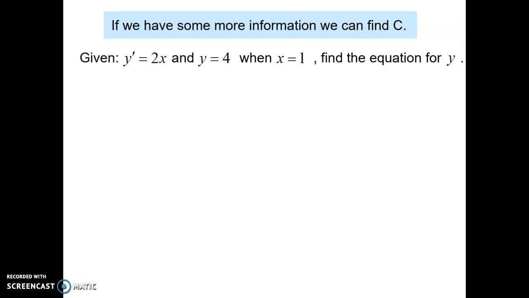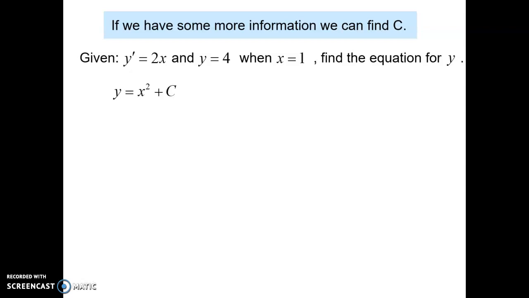Now, if we had some more information about the antiderivative function, we could actually find what that value of c is. For instance, if I said to you, I know that the derivative of a function is 2x, and I also know that the original function has a point on it that when x equals 1, y equals 4. Find the one equation, not the family of functions, not the general antiderivative, but the one equation that will have a derivative of 2x and will also pass through the point (1, 4).